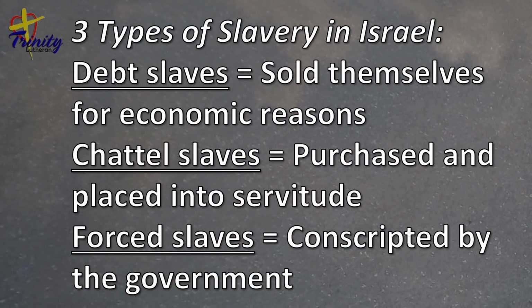So, in ancient Israel, there's some disagreement among scholars about exactly how to break down the categories, but essentially there were three different types of slavery. All right? The first one are what are called debt slaves. All right? Debt slaves are essentially people who sold themselves into slavery for economic reasons.